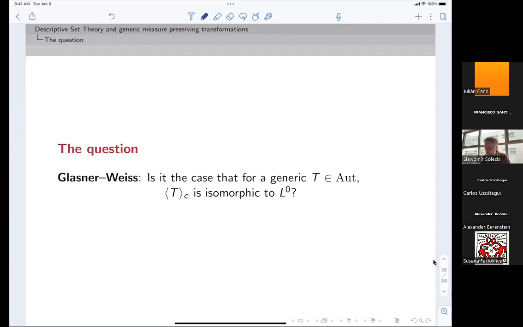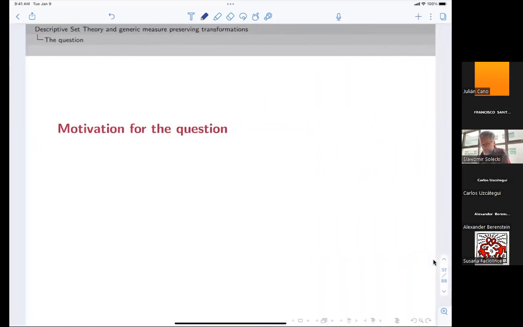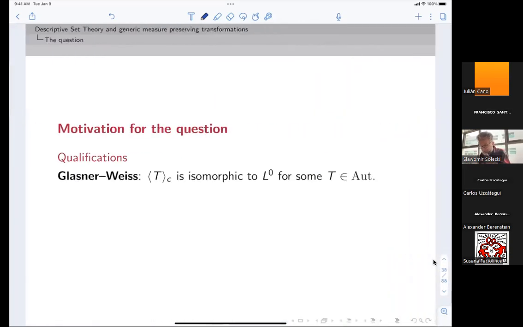Okay. So now the question is why this guess? Why L0? I want to now say why people might think it could be L0. So first of all, this group qualifies. Glasner and Weiss proved that there is some T for which we do get L0. So at least it's not ruled out.